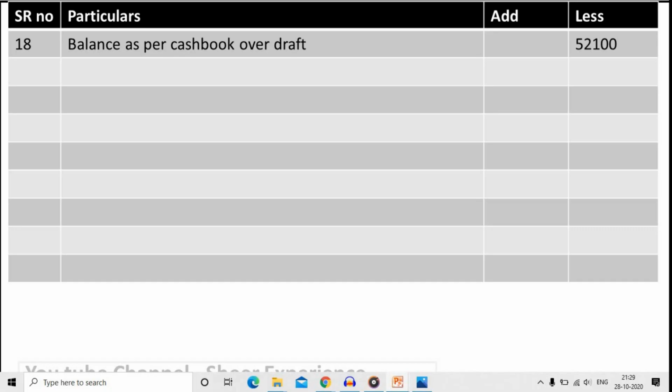So we will mention this 52,100 in the less column because overdraft balance we should mention it in the less column, and in the particulars column, balance as per cash book overdraft.